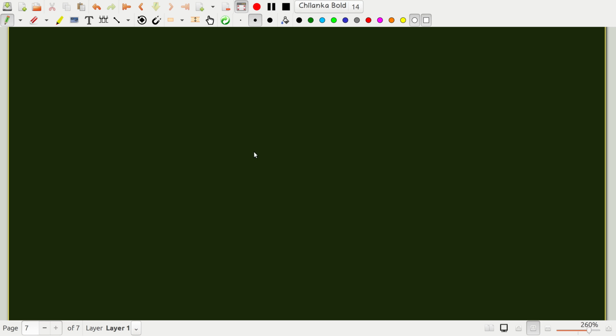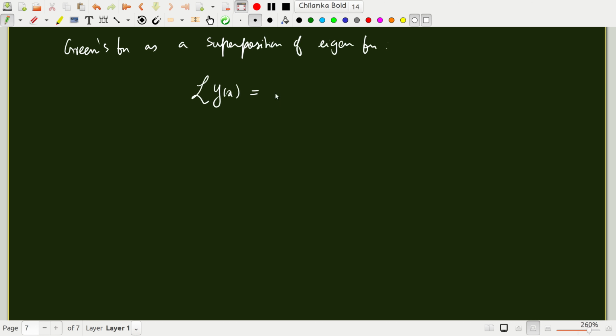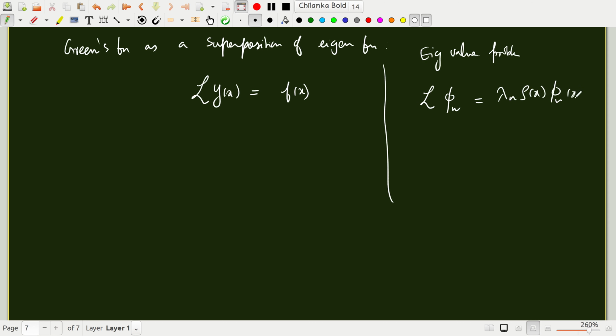Now one last illustration regarding Green's function, and that relates to Green's function as a superposition of eigenfunctions. So let's imagine you have a linear operator. You are interested in solving L y of x is equal to f of x. Now let's say there is a corresponding eigenvalue problem for L such that L phi n is equal to lambda n rho of x phi n of x, where let's say L is a self-adjoint operator.